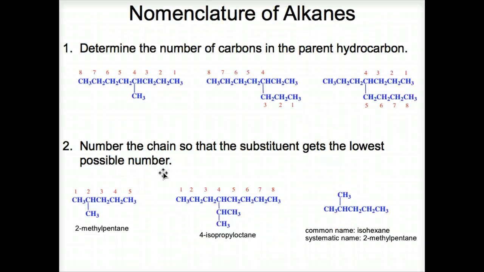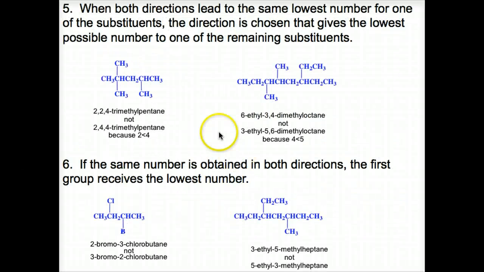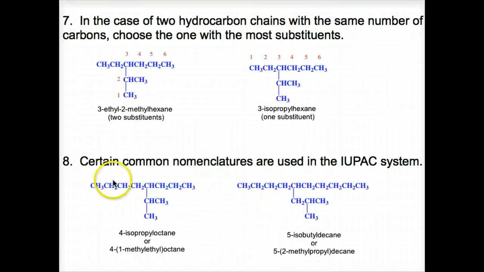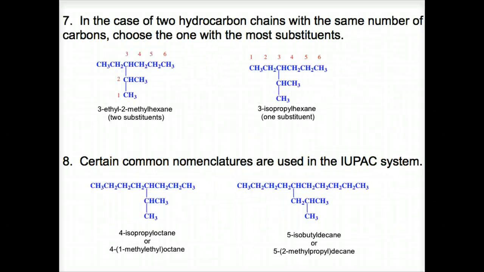Here's just a review, just because they're numbered. You can see the first rule, the second rule that we've mentioned, the third and a fourth rule summarized on these slides, and number 5 and number 6 we've talked about, and number 7 and number 8. Certain common nomenclatures are used in the IUPAC system, and of course that's what we've been using, and we call it the systematic system. So let's stop right there, and you can take a look and review these before we go to the next section.